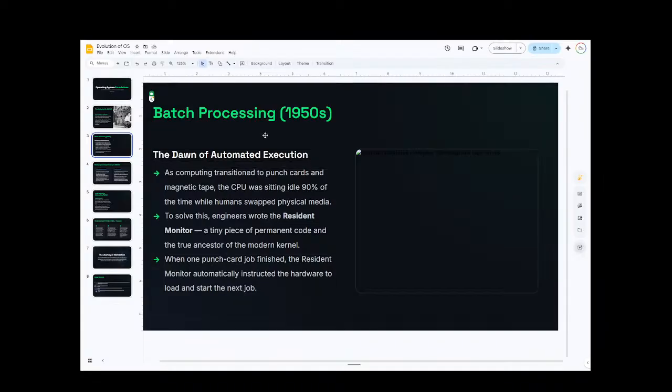Now, in the late 1950s, the dawn of automated execution took place, as computing transitioned to punch cards and magnetic tape. You might know magnetic tape was like a black colored film. They would roll it up, and it was used in cameras and tape recorders in the past.